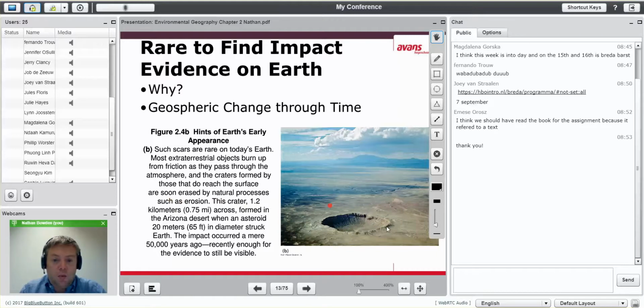This crater is 1.2 kilometers wide, and there's a small building. I think it's here. You can see the road, and then you can go into the building. Sorry, the crater is 1.2 kilometers, but the asteroid that struck in the center, the impact of the crater, was only 20 meters in diameter. This happened about 50,000 years ago, which for a human is a very long time, but for our planet is a very short time. 50,000 years is not very long ago.